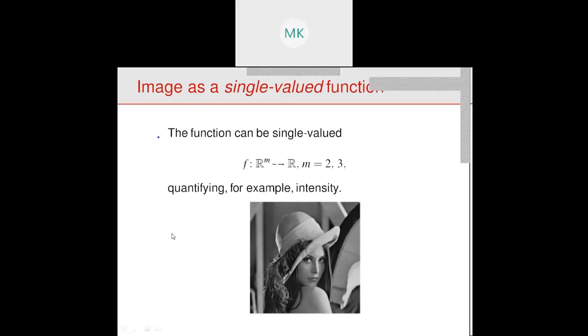Image as a single valued function. Here the function can be single valued. That is, f is a function where we map R^m onto a single value, that is R, with m varying from 2 and 3 up to n. So we are quantifying, for example, intensity. We are going to obtain the image like this, that is a gray image with black and white.